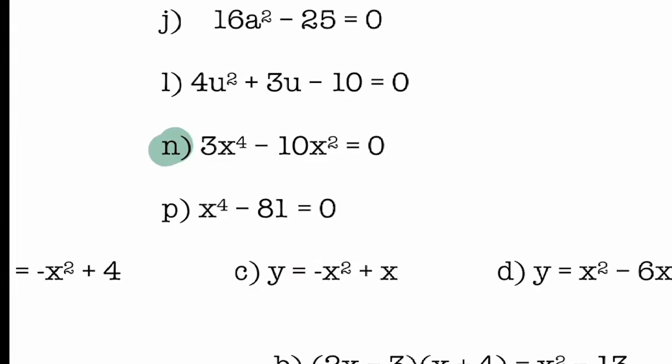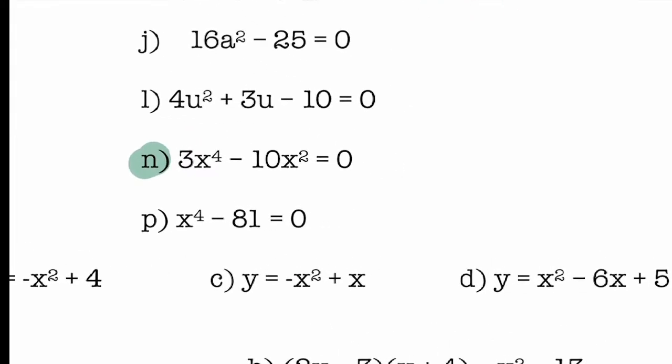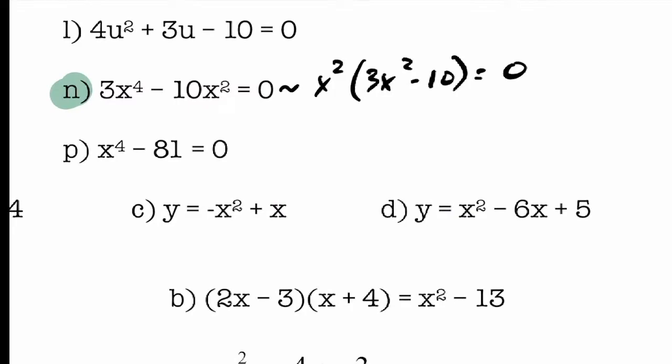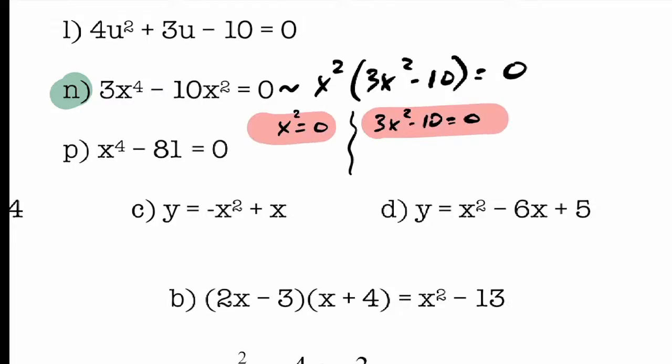This one's a little more interesting just because it's a little more difficult. But this has a GCF of x squared this time. So I'm left with 3x squared minus 10 inside, right? Because I can actually factor out an x squared out of this. So therefore, either x squared is 0 or 3x squared minus 10 is 0. And you've kind of got to solve both of these. But that's the same thing as just saying x is 0.